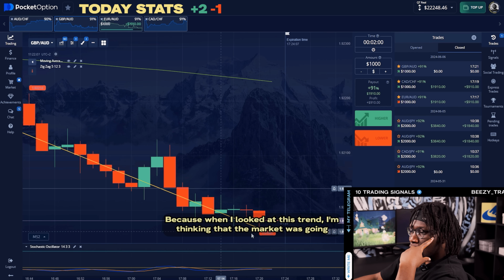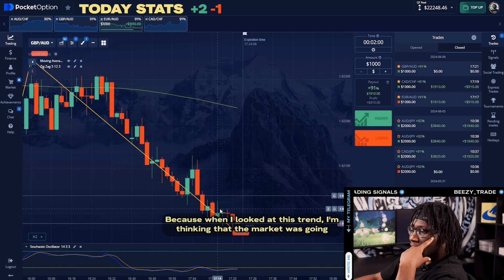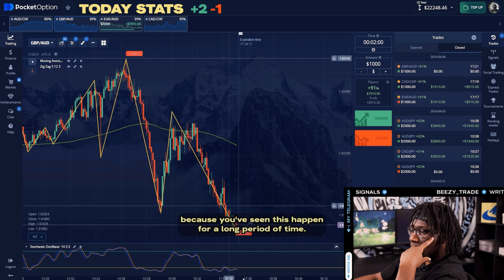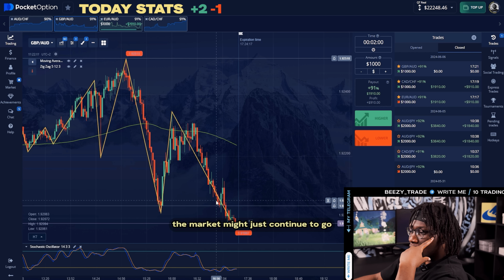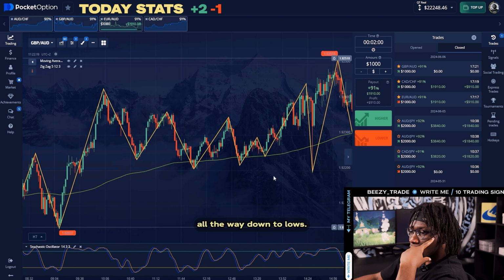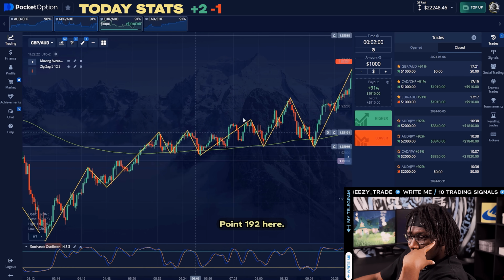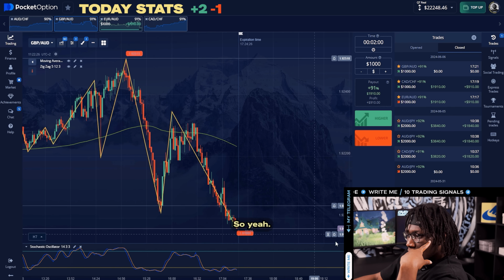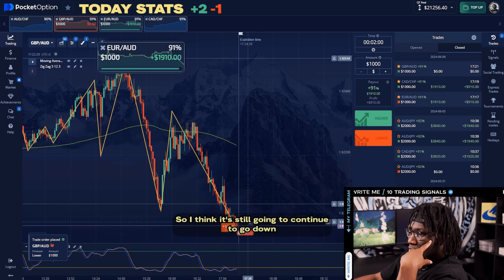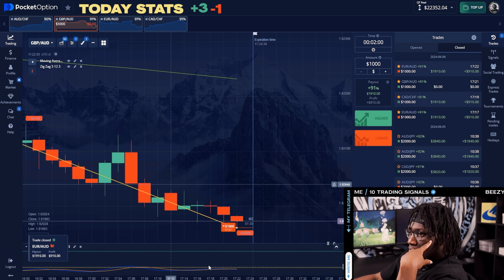Because when I looked at this trend, I thought the market was definitely going to pull upwards, because you've seen this happen for a long period of time. So if it doesn't bounce off here, the market might just continue to go all the way down to the lowest point, 191,533. So I think it's still going to continue to go down to that point.